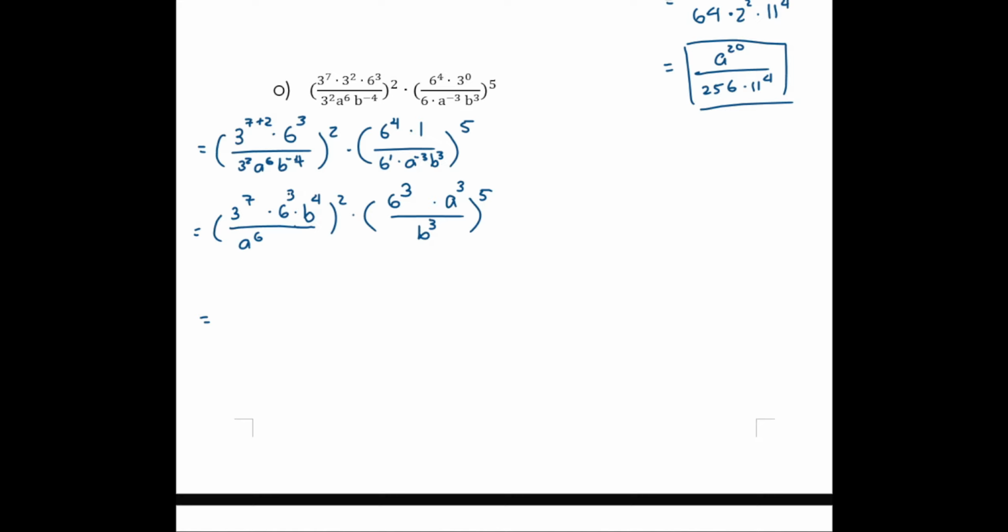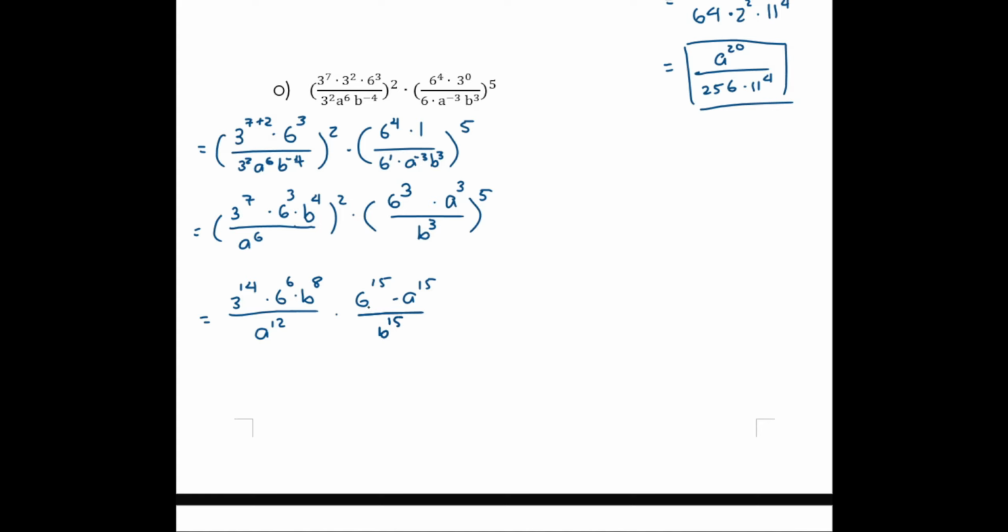So 2 times 7, 2 times 3, 2 times 4, 2 times 6, 5 times 3, 5 times 3, and 5 times 3 again. So we get 3 to the 14 times 6 to the 6, b to the 8 over a to the 12 times 6 to the 15 times a to the 15 over b to the 15.